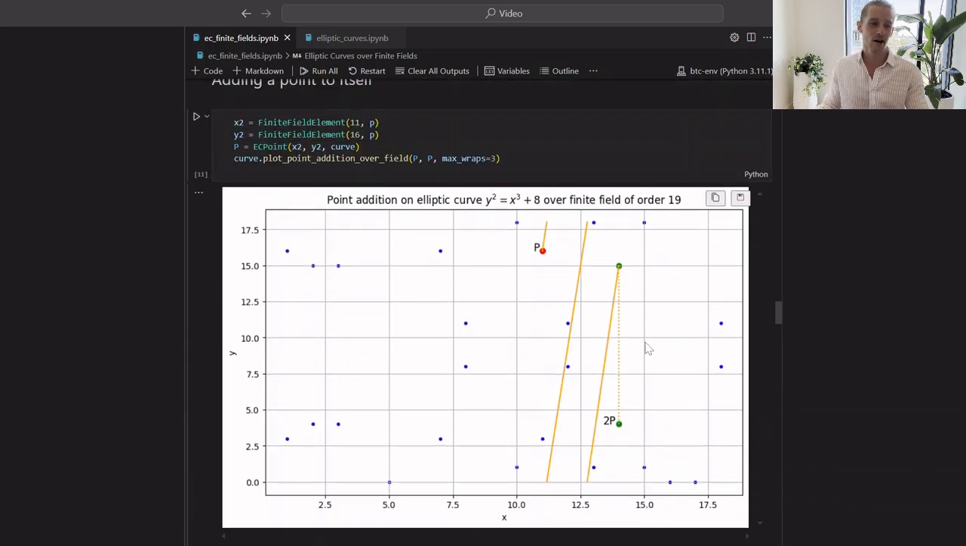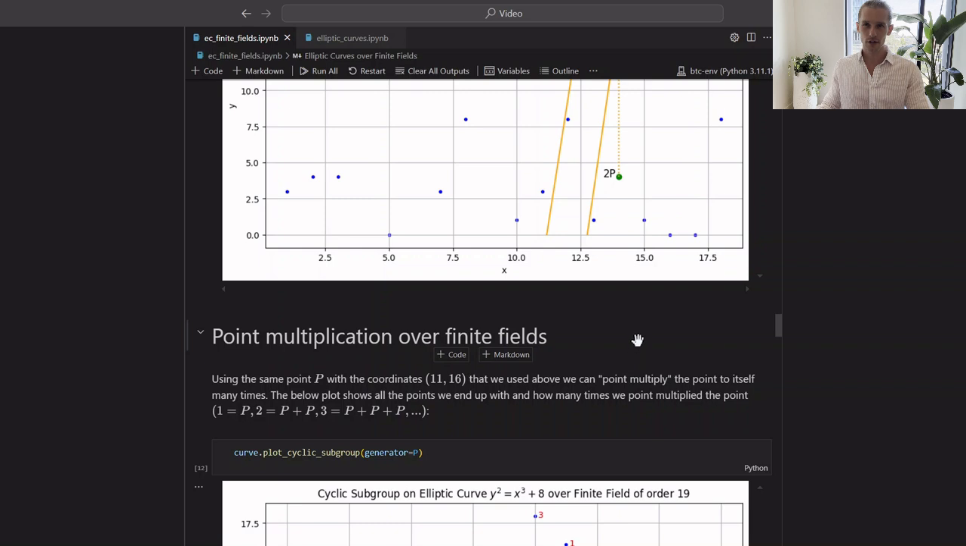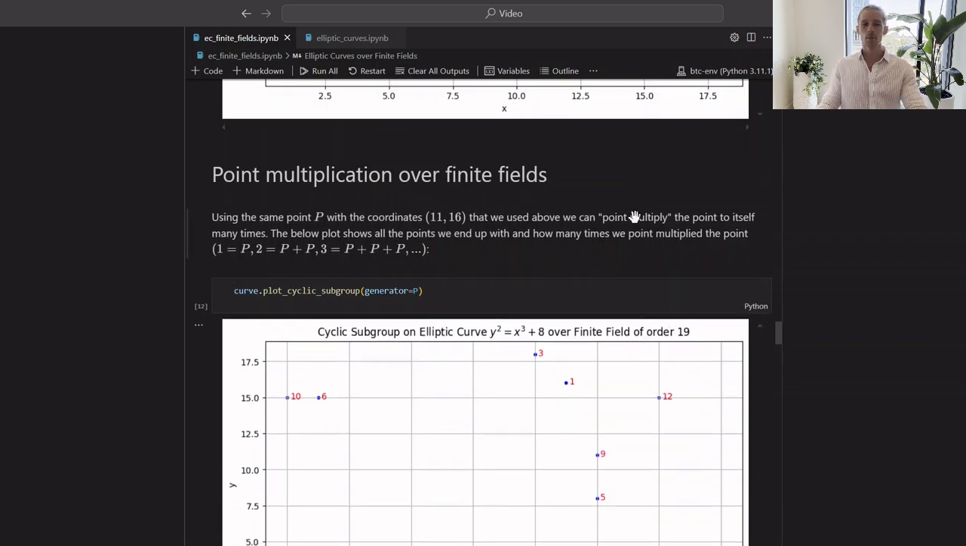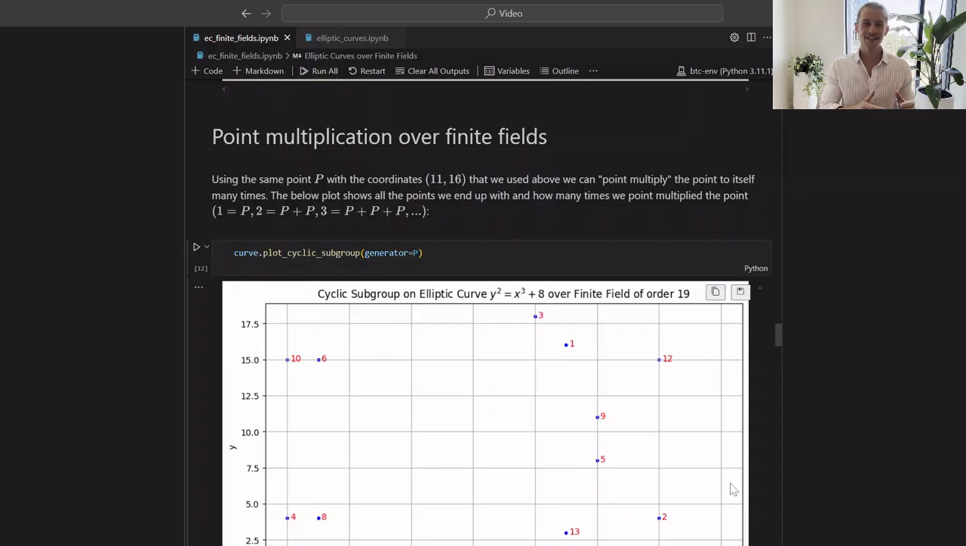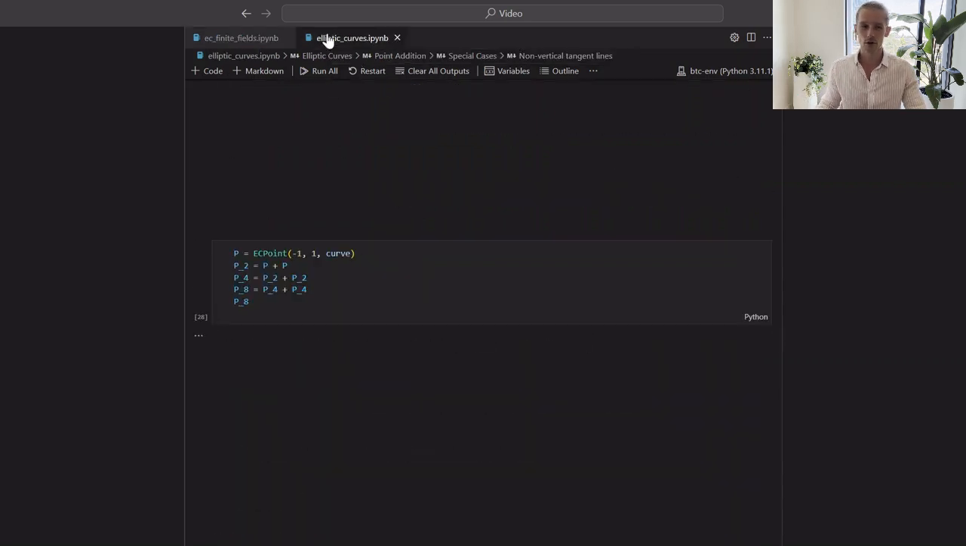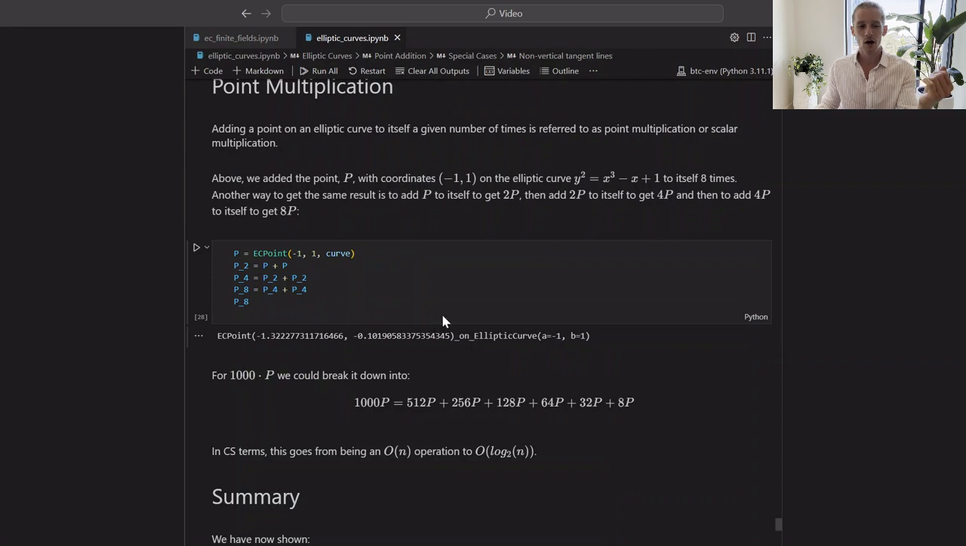Now that we've seen how you can add a point to itself, let's talk about point multiplication over finite fields. We're finally ready to talk about point multiplication over finite fields. Before I show you how this works over finite fields, let's quickly recap once again how we did this for elliptic curves over real numbers.